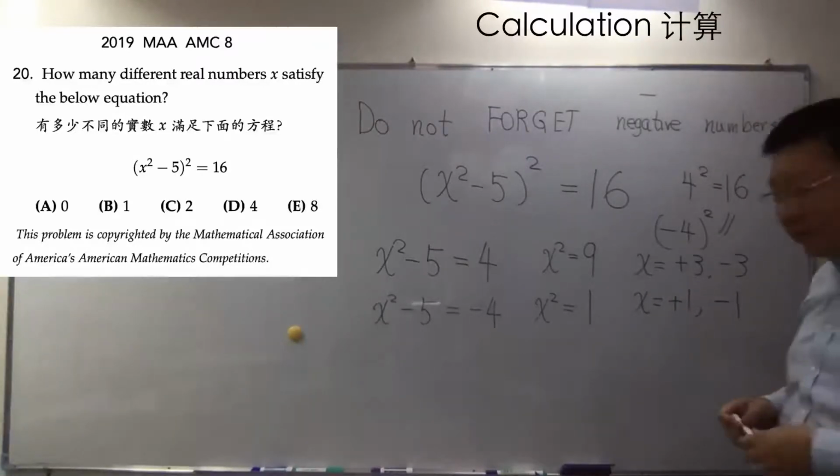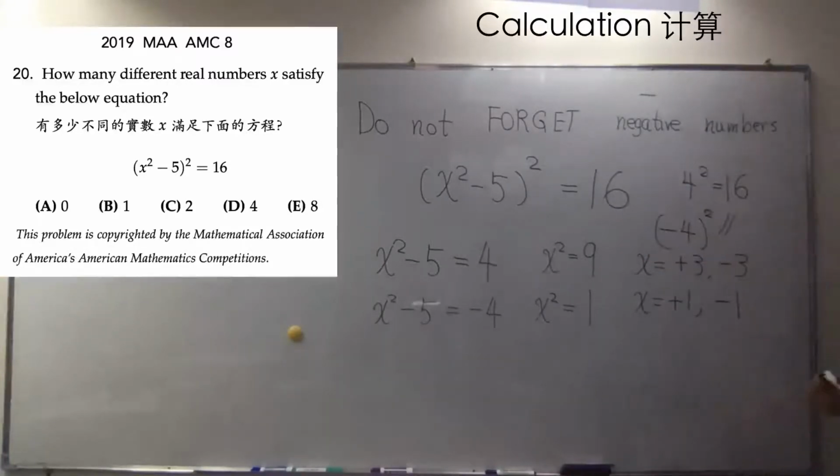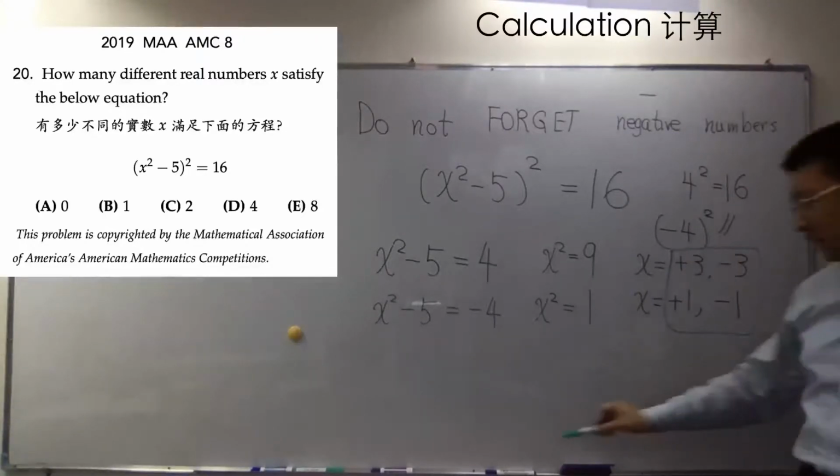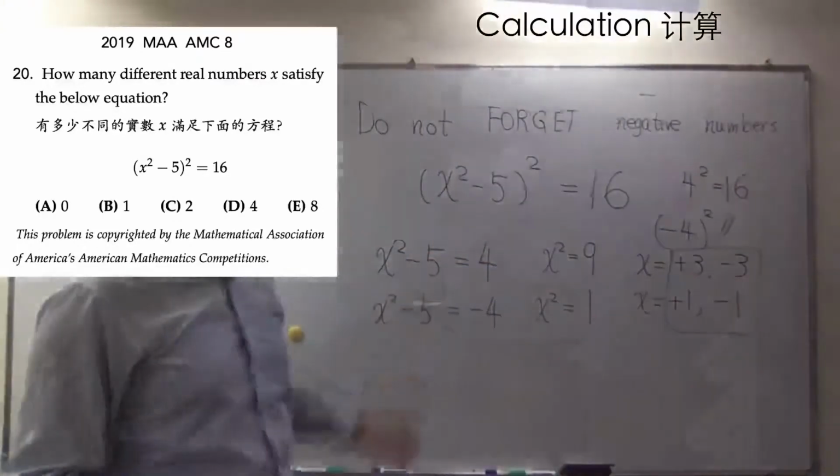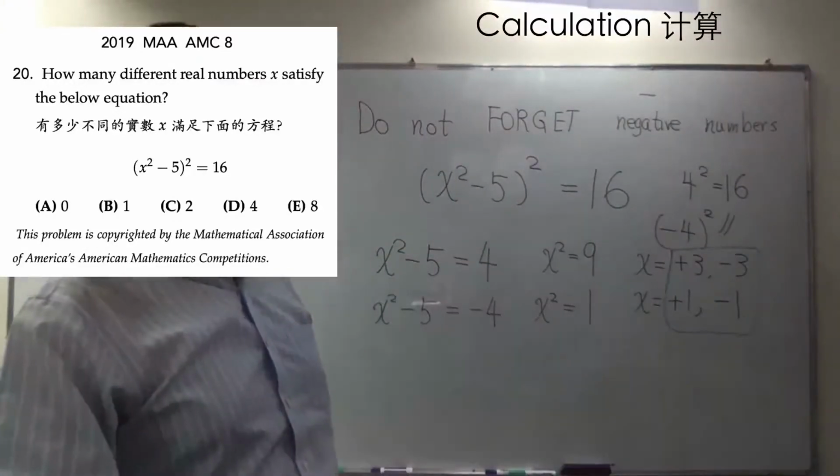Now altogether, how many solutions do we have? 1, 2, 3, 4. So we solve this question 20. As long as you don't forget the negative numbers, you should be able to get the correct answer.